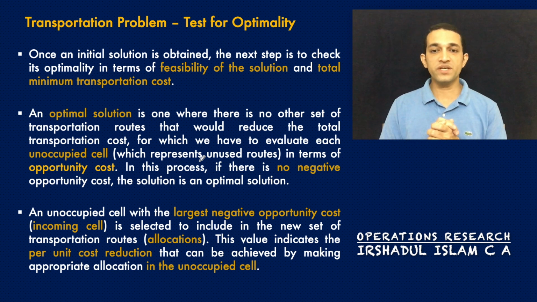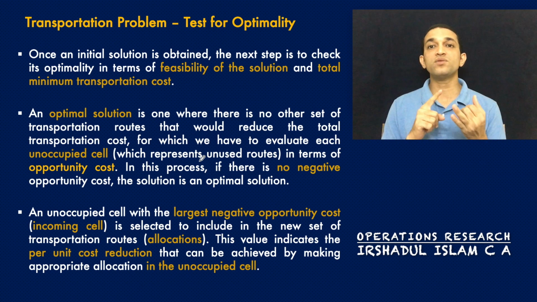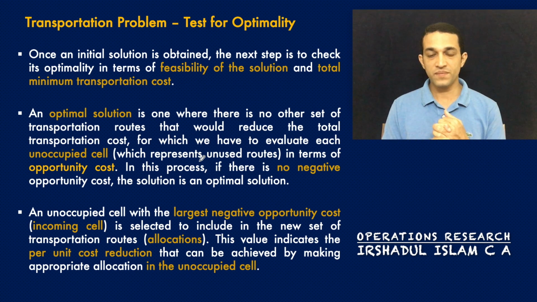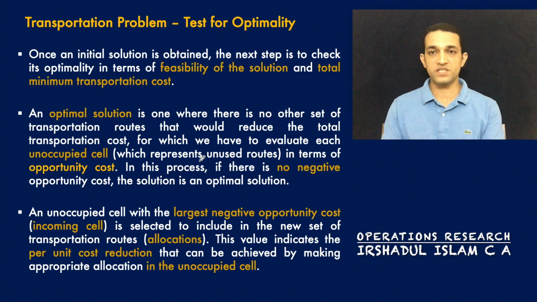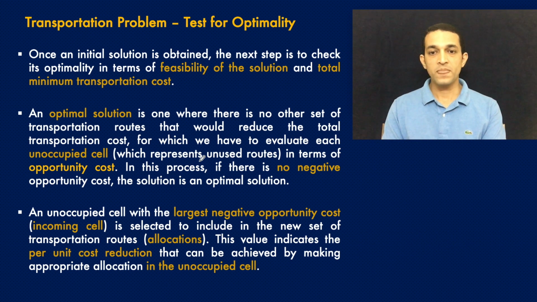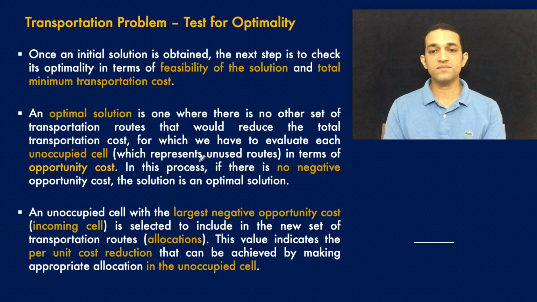Once the initial solution is obtained, the next step is to check its optimality in terms of feasibility of the solution and total minimum transportation cost. An optimal solution is one where there is no other set of transportation routes that would reduce the total transportation cost, for which we have to evaluate each unoccupied cell in terms of opportunity cost.